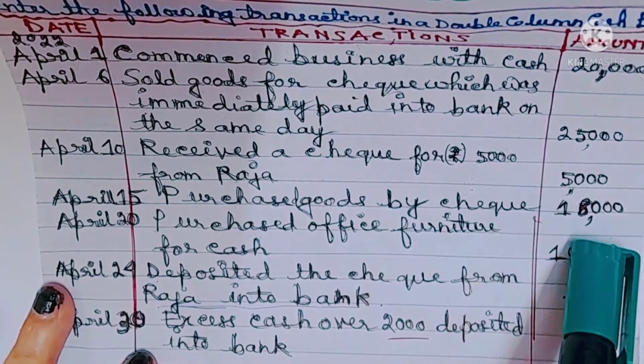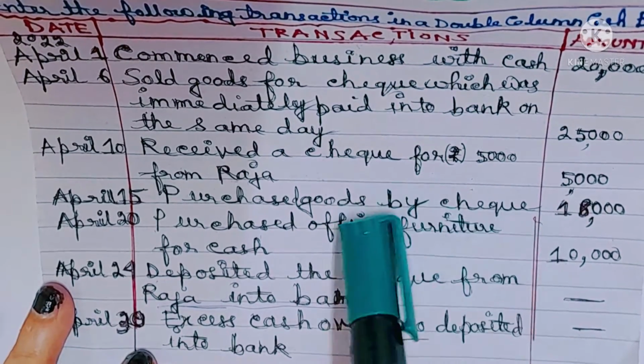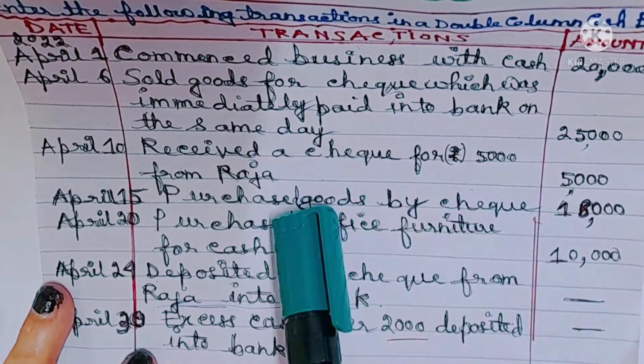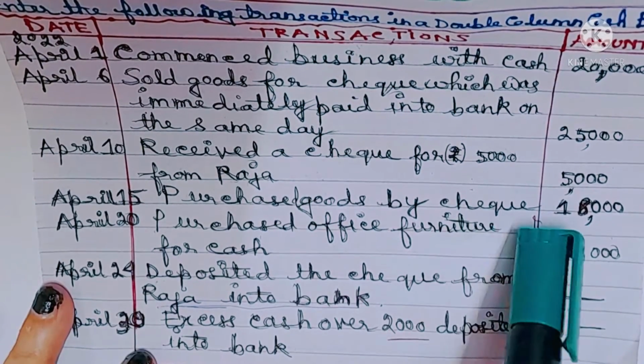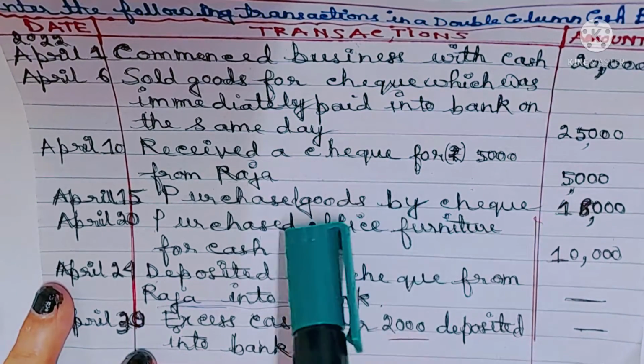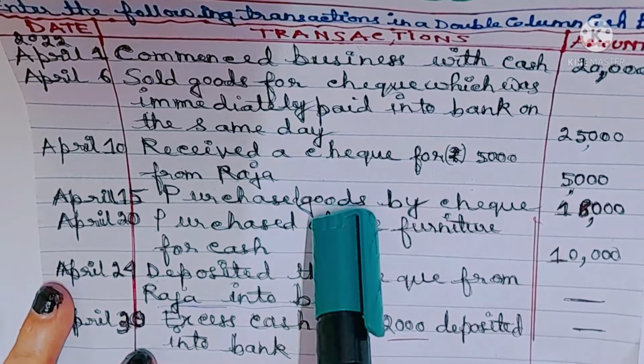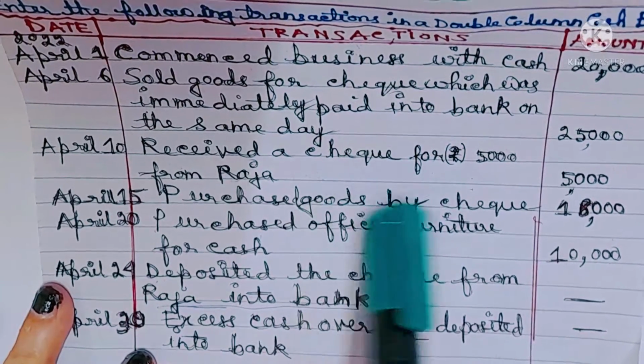Let's see the next transaction. The next transaction is on 15th April, purchase goods by check 18,000. So what will be the journal entry? The journal entry will be purchases account debit to bank account. Check is mentioned. Ignore goods. Instead of goods, we'll write purchases account.